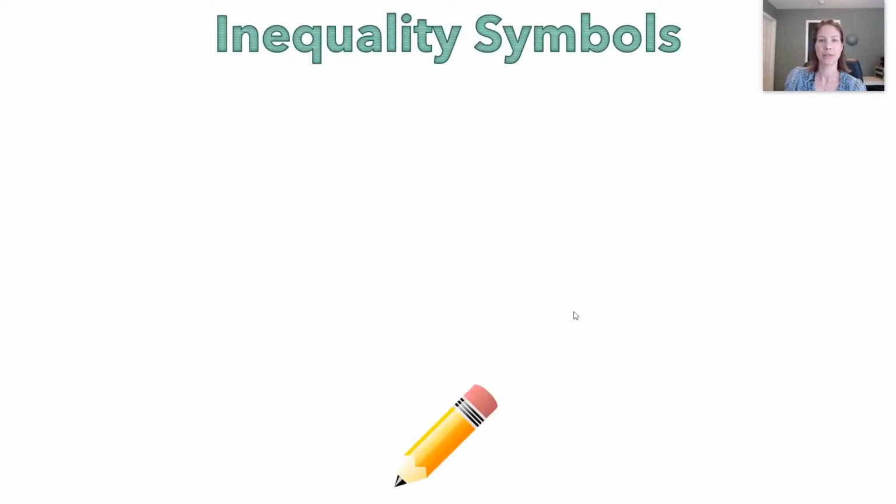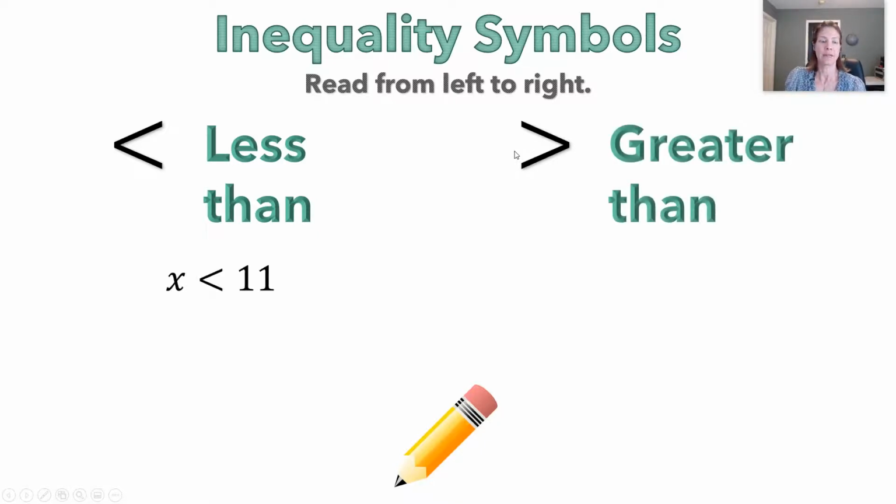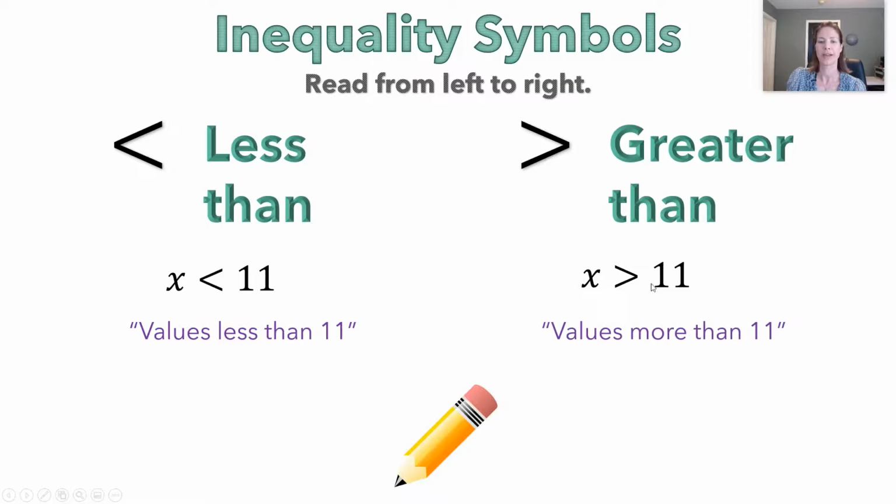So the inequality symbols that you are expected to know and exist in mathematics, we read them from left to right when we're not having anything else to refer to. For example, this is the smaller point, so this is less than. And then over here, the larger open mouth part is on the left, so therefore this is the greater than symbol. And if we were going to graph this, this is all values less than 11 because it's a less than facing the variable. And over here, this is all values greater than 11 because the greater than is facing the variable.